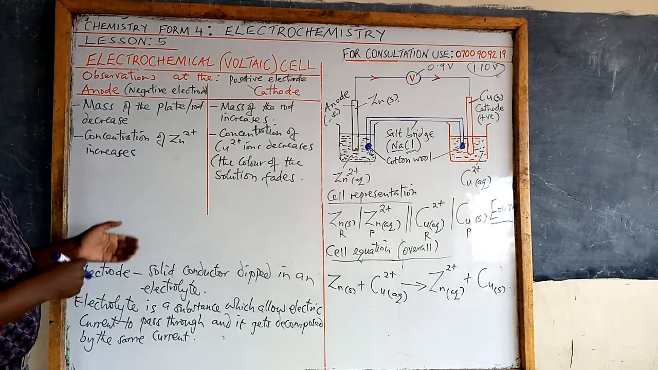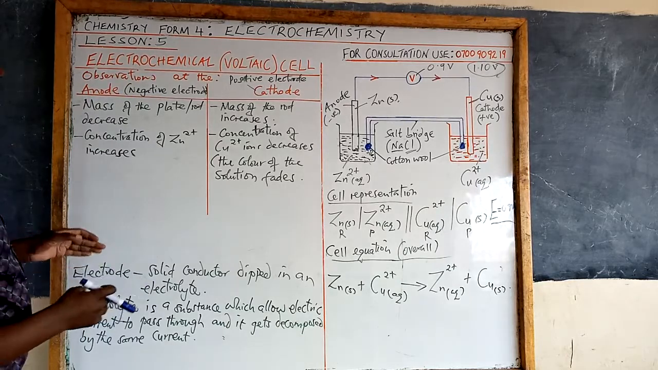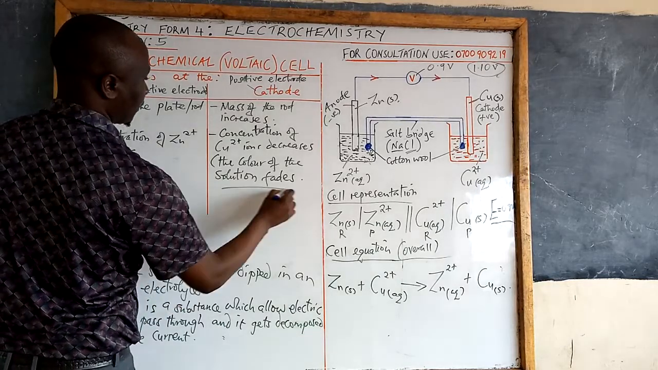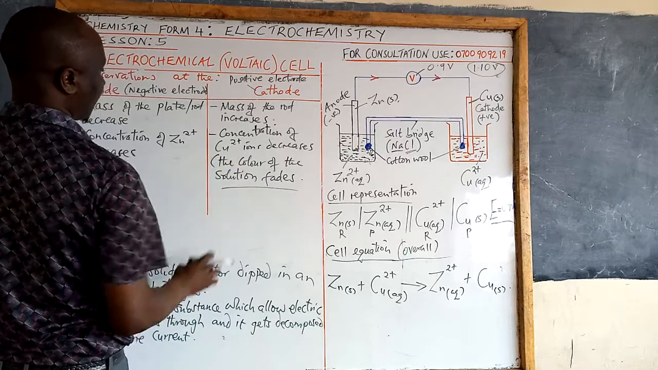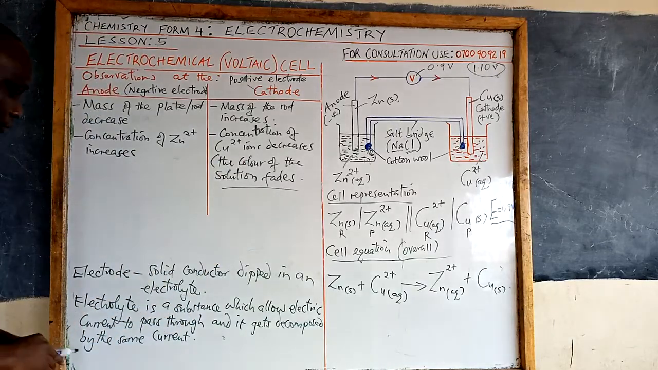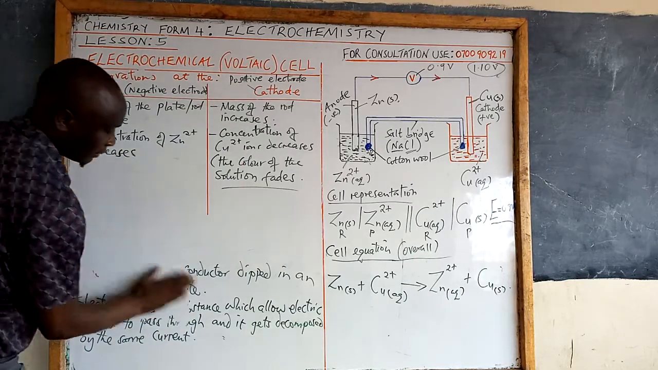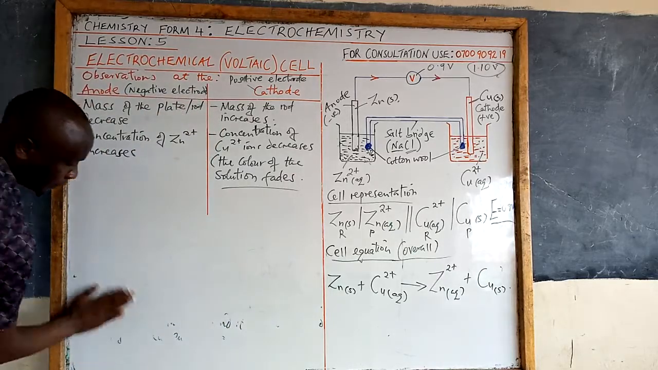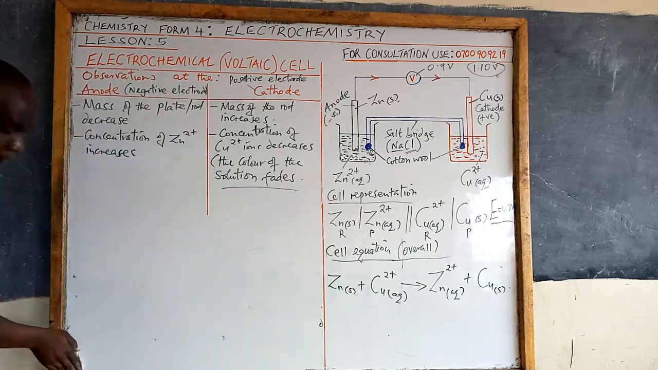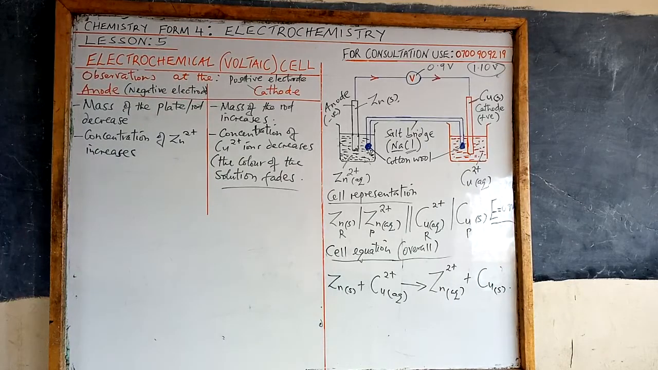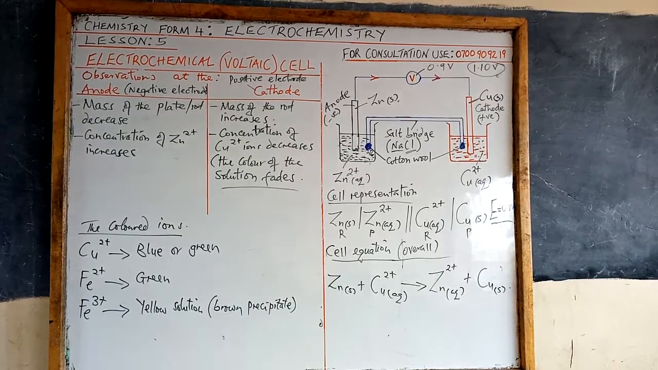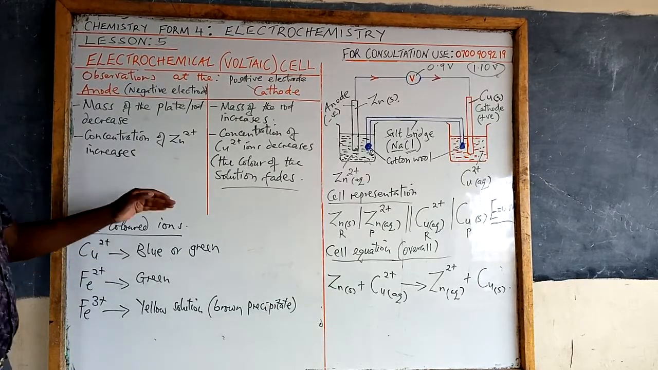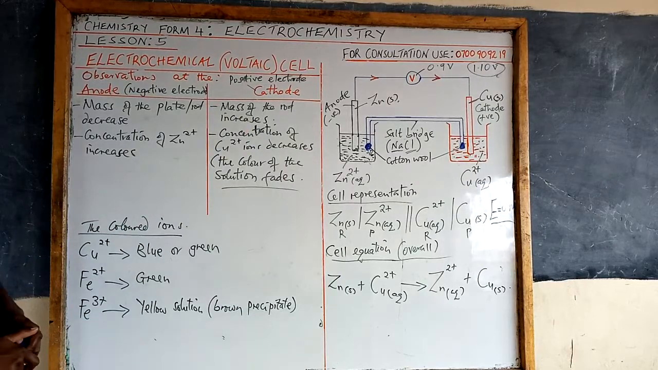Now, using different cell combinations, you can have a variety of observations, for example, particularly on the color of the solution. So just take note of these three colored ions. The three colored ions. These three colored ions, take care if they are part of the electrochemical cell.